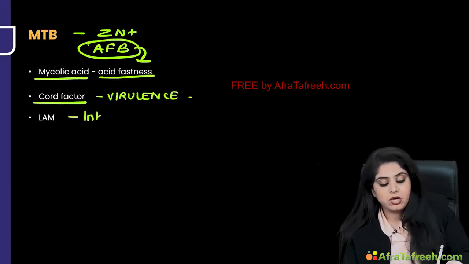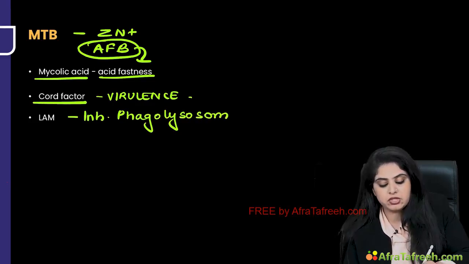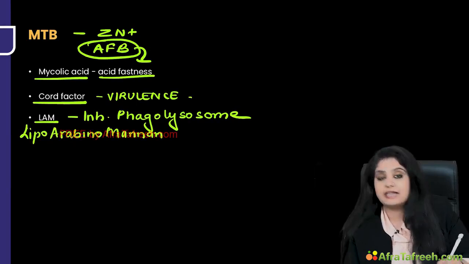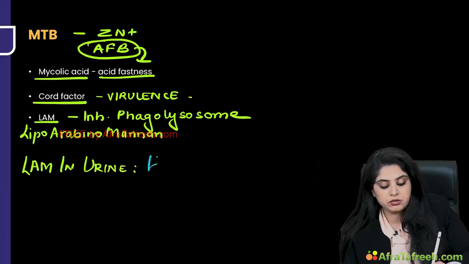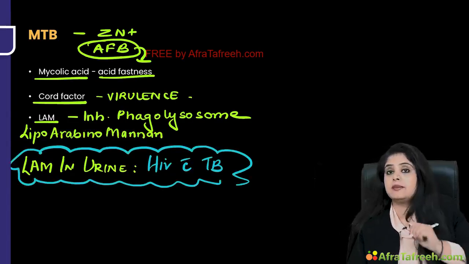If they ask you what inhibits the phagolysosome formation in the body, once it enters into our body, that is going to be lipoarabinomannan. Anything about lipoarabinomannan that you guys know? Is there any test that is done? Yes. LAM testing can be done in the urine. When would it be useful? It is very useful in patients who have HIV and TB. So in HIV with TB, there is a test called LAM assay in the urine, lipoarabinomannan.